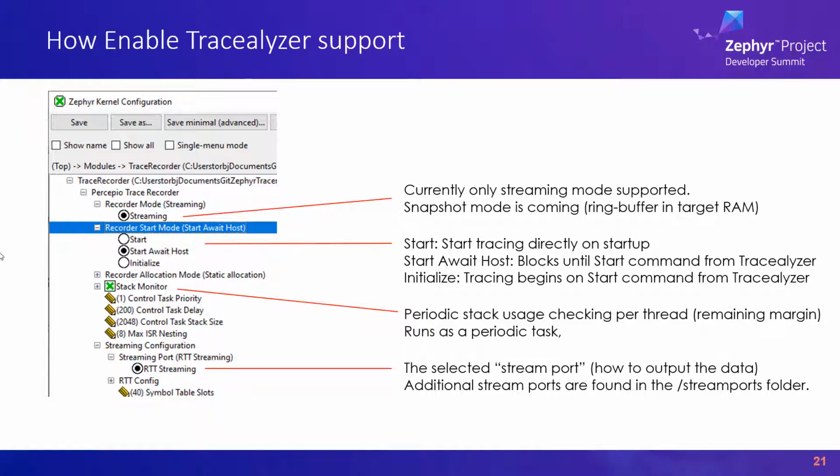You can monitor stack usage with Tracealizer as well. There is a periodic task that checks the amount of stack space remaining for each thread. In the bottom we have streaming port or stream port. Currently we have selected RTT streaming, which means Zephyr J-Link, but we also provide other ways to stream the data, other stream ports under the stream ports folder.